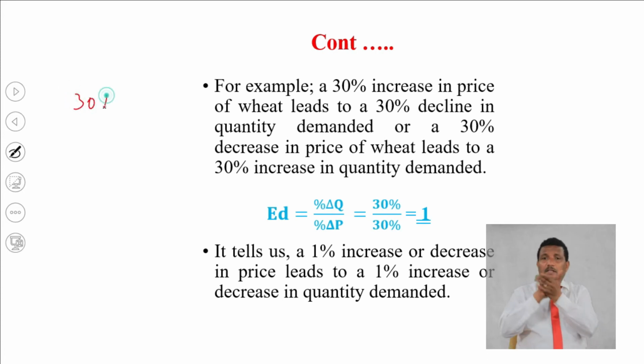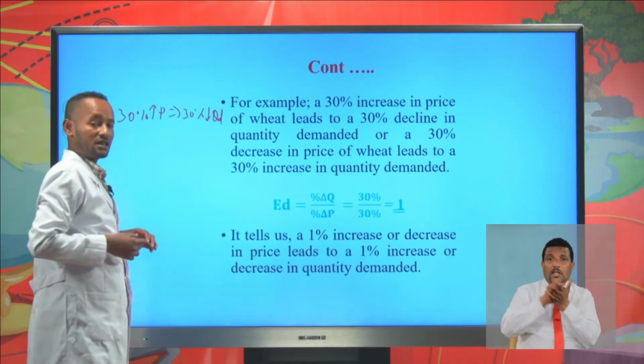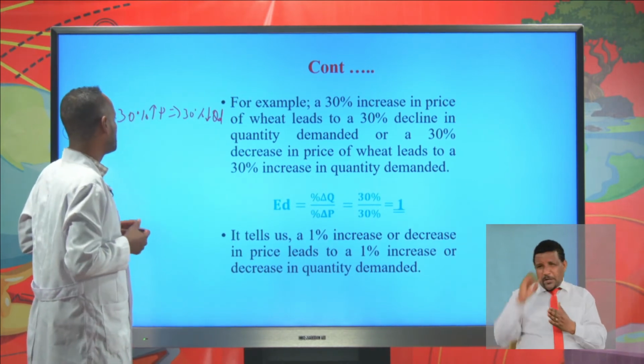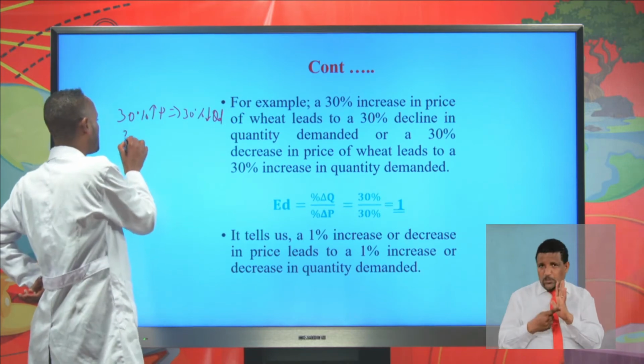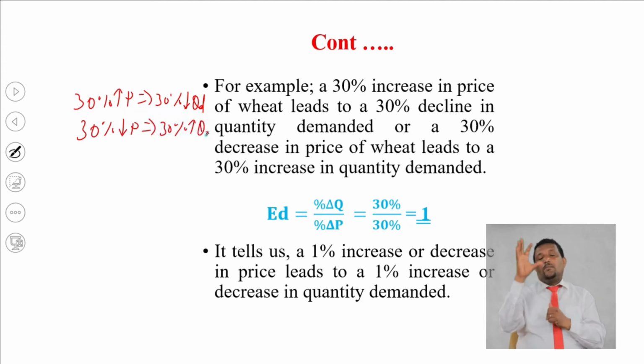That means a 30% increase in price leads to a 30% decrement in quantity demanded. It means if the price of a commodity declines by 30%, then the quantity demanded will increase by 30%. So there are proportional changes between price and quantity demanded.